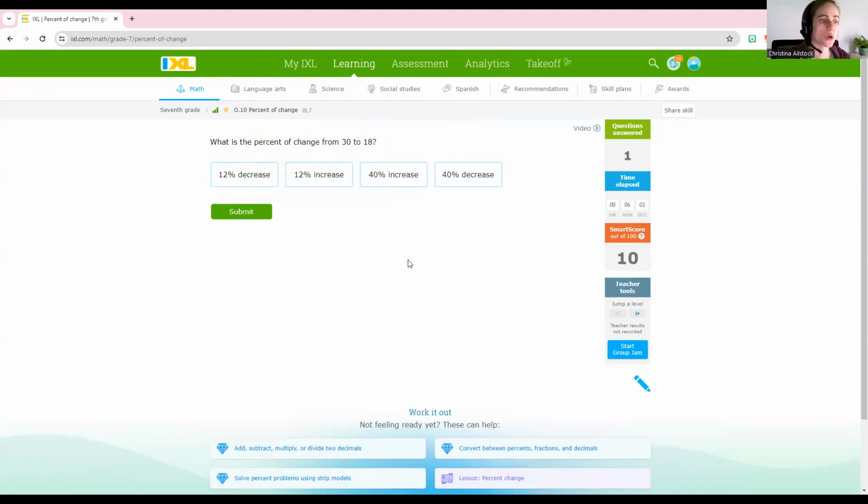All right, let's try this one. What is the percent of change from 30 to 18? So once again, the first thing we need to do is find how much it is changing by. And if we're going from 30 to 18, we can find that amount of change by subtracting 30 minus 18. And that gives us 12. That is how much it changed by, and that is going to be divided by the original amount. Well, when I go back and reread this, I see it went from 30 to 18. So 30 is our first number. It's that original amount.